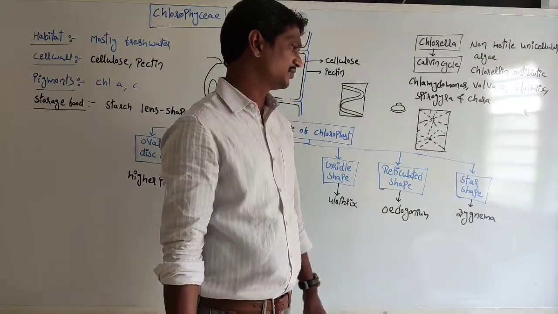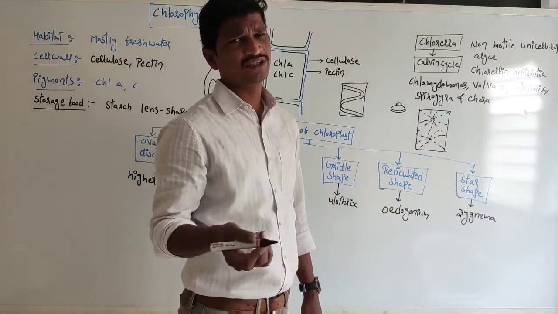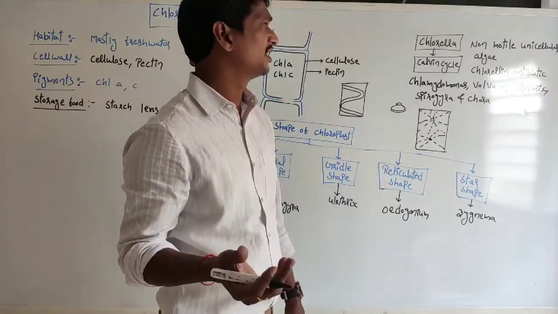The last one is the star shape. That one is nothing but Zygnema. The chloroplast shape is the star shape. Okay, that is seen in Zygnema algae, right?